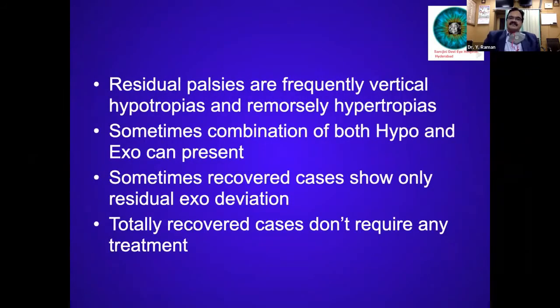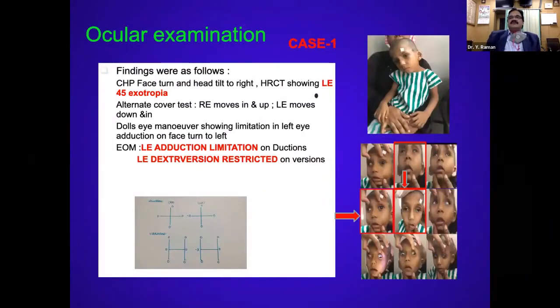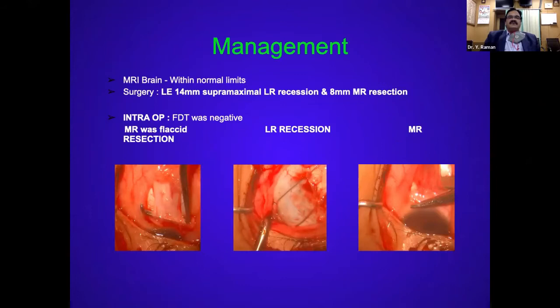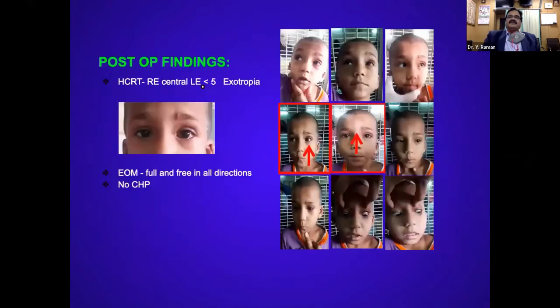Here is a case. A 3-year-old female child presented with gross head tilt and turn to the right, and a gross exodeviation in the left eye. On alternate cover test, there was free alternation, and there was an adduction limitation in the left eye. This case was taken for a supramaximal recession of 14 mm in the left eye and 8 mm of resection. Postoperatively, you can notice good orthotropia achieved, and FDT was negative. The MR muscle you can notice here is a weak, flaccid muscle. So these are the postoperative results. CSP is completely neutralized.